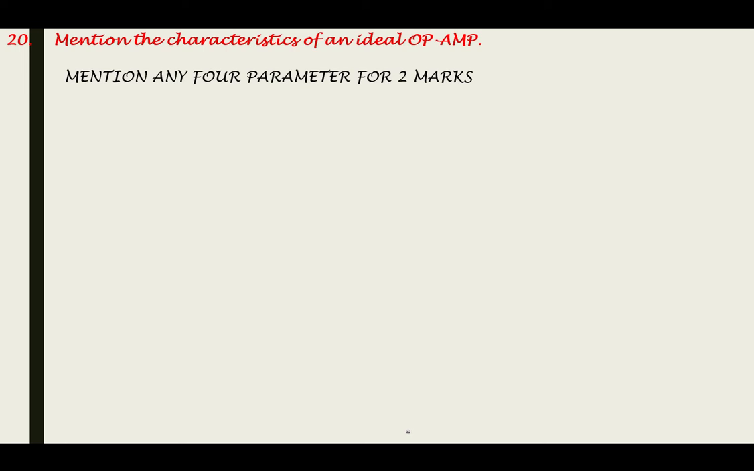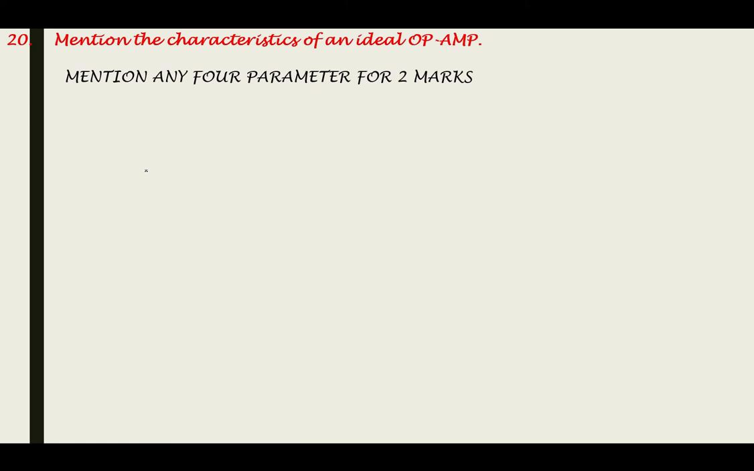Then mention characteristics of an ideal op-amp. In this, actually, any two can be mentioned because it is for 2 marks. There are around 8 parameters. Since I am giving answers, I will not stick to only 1 or 2. But as a student, if you want to answer this question, you can write only 2 or maximum 3 parameters. If one goes wrong, then the other will be there.